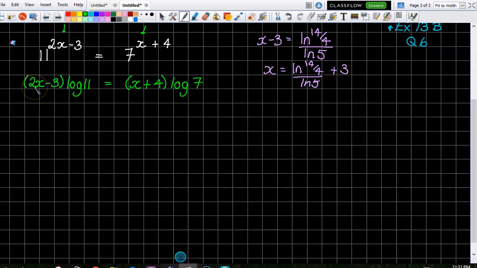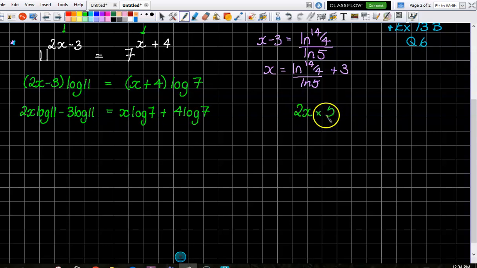So 2x times log 11 becomes 2x log 11 minus 3 times log 11 is 3 log 11, and we can do the right hand side as well, correct? Now it looks ugly, but it's actually not. If you think about the fact that like 3 log 11, that is just a number. It's a hideous number, but it's still a number.